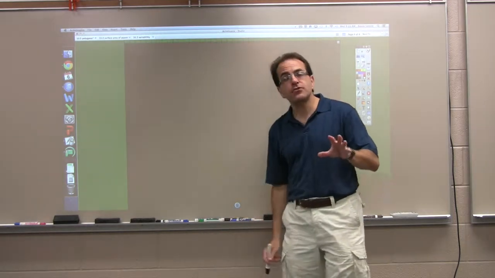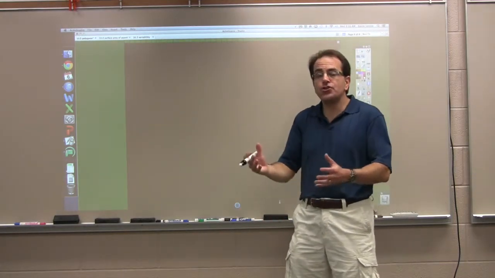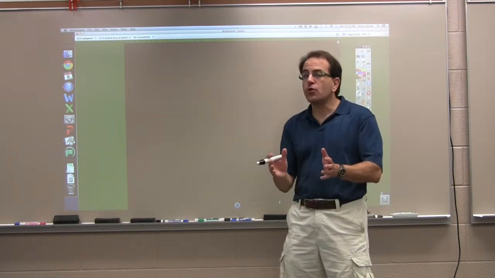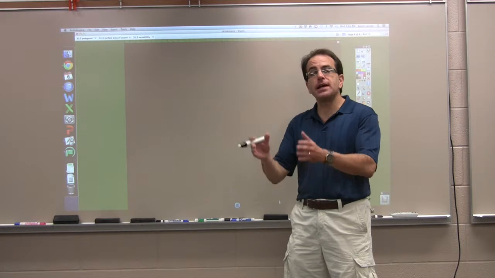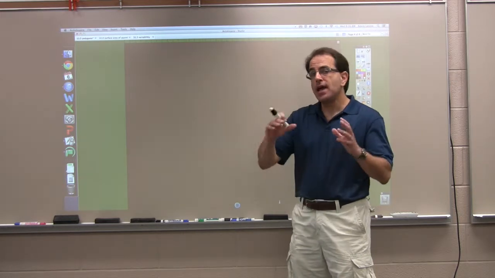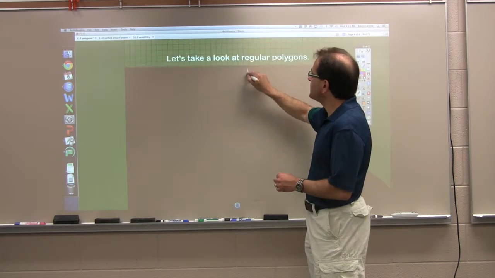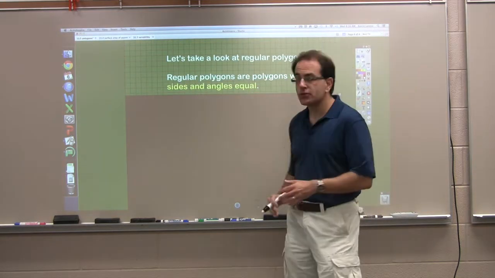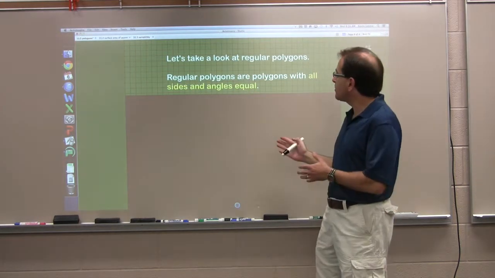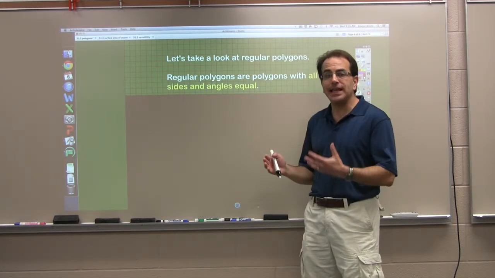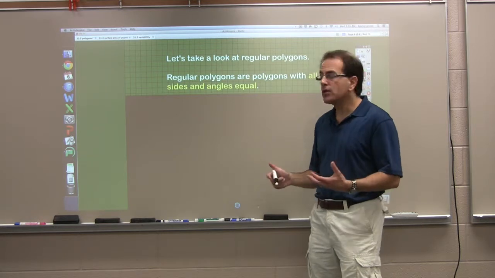Alright, so we just finished finding the area of trapezoids. What about other shapes? We're not going to go through every shape, but a lot of what you've already learned works for these shapes. Again, break them down into shapes that you understand and add those different areas together, or use some of these formulas. Let's take a look at regular polygons. Quick vocab check: what's a regular polygon? They're polygons with all sides and angles that are equal. That's what regular means.